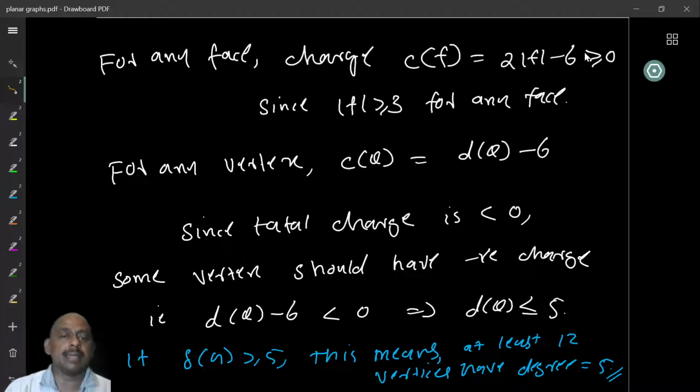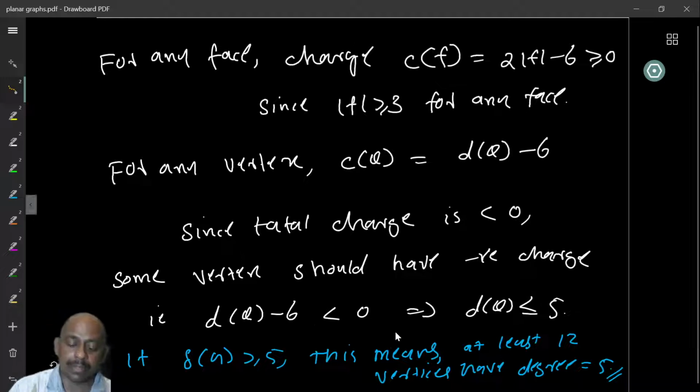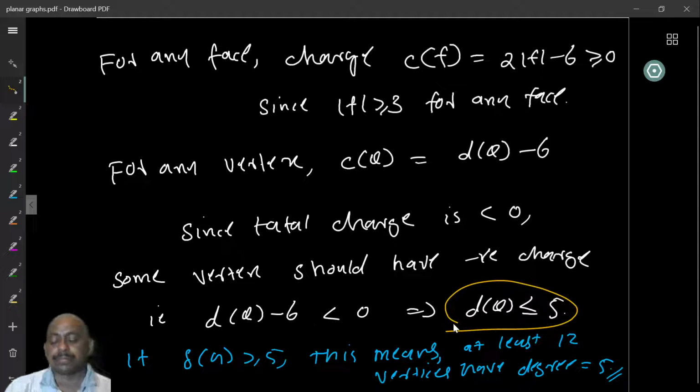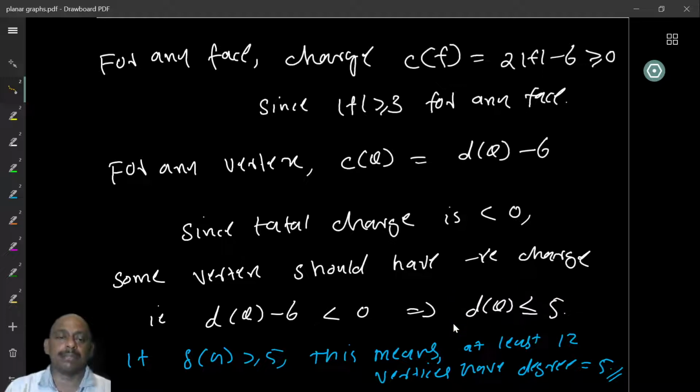So some vertex should give a negative value, and a vertex which gives a negative value cannot have degree greater than 5, because if the degree is 6 or more, its charge is non-negative. So therefore, there must be some vertex whose degree is less than or equal to 5.